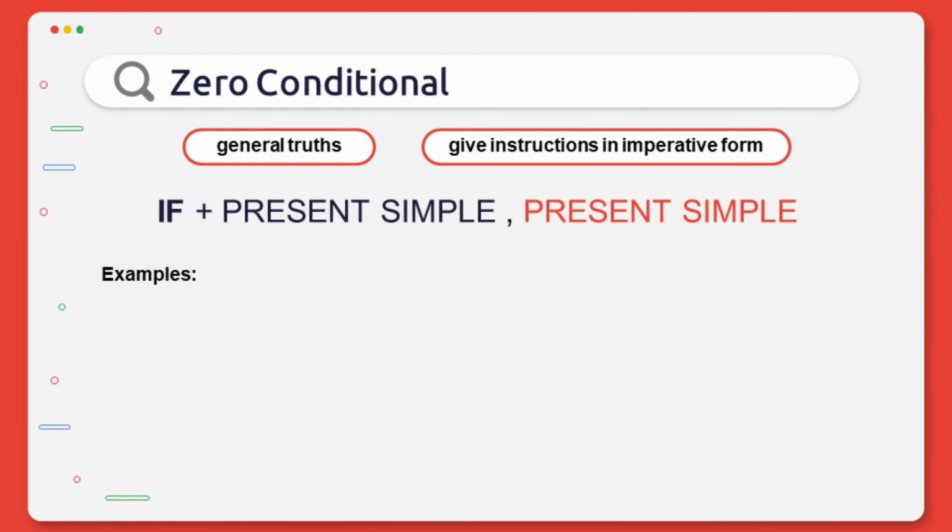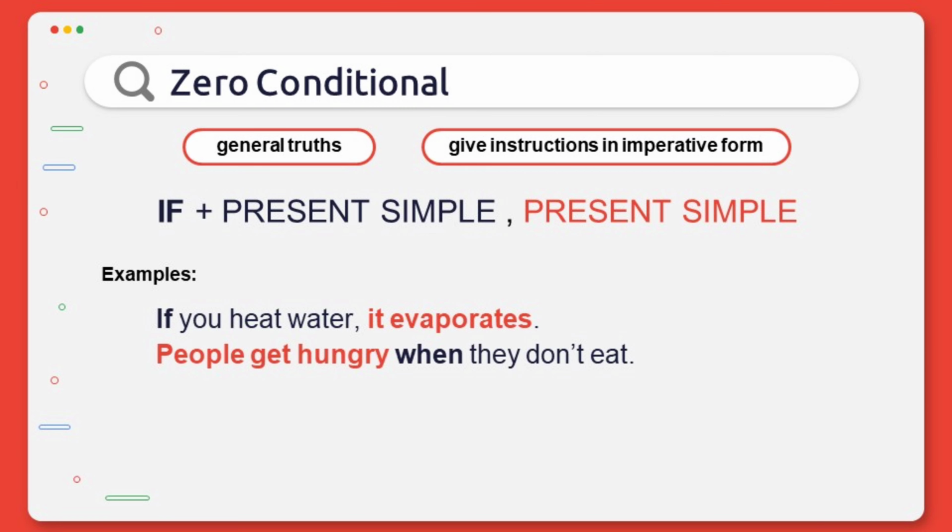Let's have these 2 examples under general truths. If you heat water, it evaporates. People get hungry when they don't eat. These 2 sentences are facts. We're talking about things in general and not about one particular situation, meaning these are always true. And as you may have observed in the second sentence, we put our main clause at the beginning of our sentence and we use the word when. We can usually replace if with when without changing the meaning of our sentence.